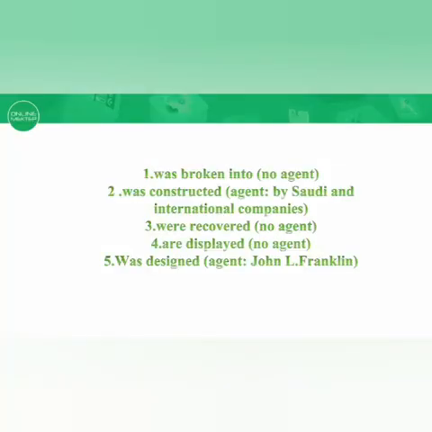Exercise 2, the correct answers. The first: was broken into, no agent. The second: was constructed, agent by Saudi and international companies. The third: were recovered, no agent. The fourth: are displayed, no agent. The fifth: was designed, agent John L. Franklin.